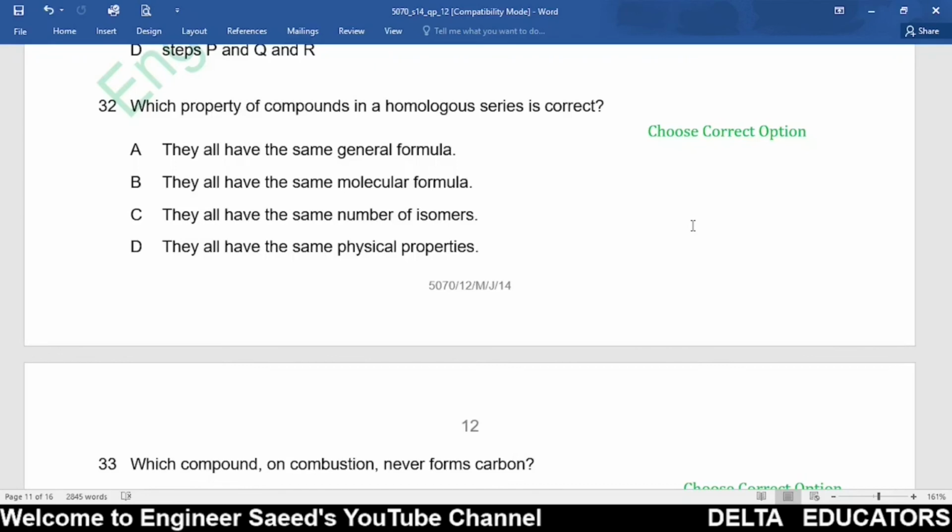Option D, they all have the same physical properties. No, this one is also incorrect. We know that melting point and boiling point depend on the molecular mass. So the member with the higher molecular mass in a homologous series will have a high melting point, and the member with lesser molecular mass in the same homologous series will have a lower boiling point or lower melting point. So this one is also incorrect. Correct option, option A, they all have the same general formula.